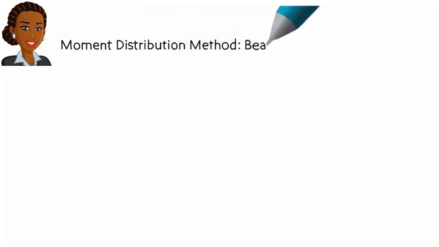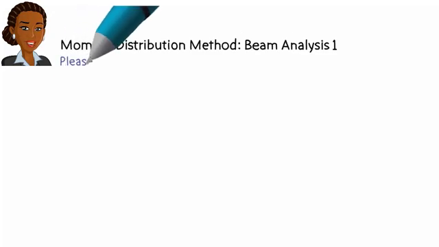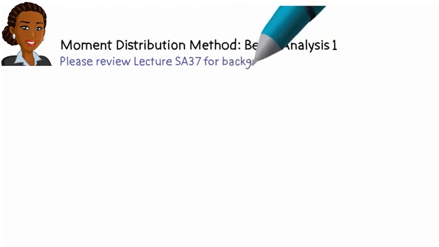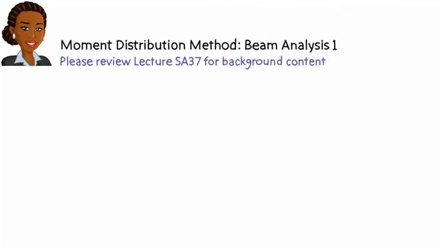The moment distribution method is an approximate technique for analyzing indeterminate beams and frames. In lecture SA37, I presented a mathematical basis for this method. Here, I am going to demonstrate the ease with which the method can be used to analyze continuous beams.